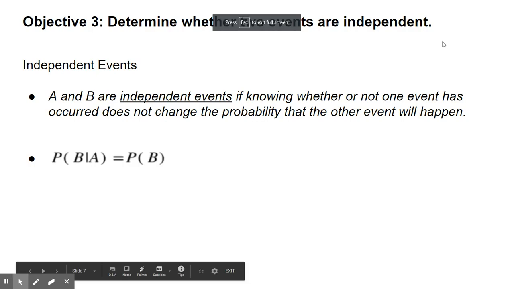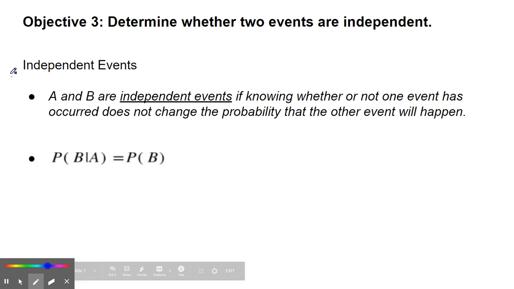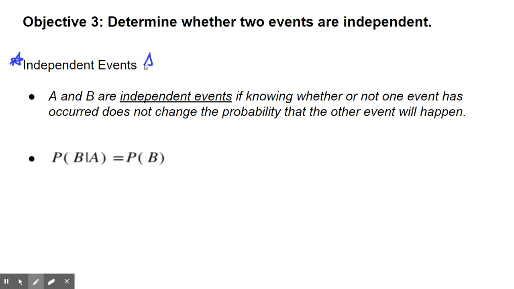All right, last objective focused on independence. So here is what independent events are. Independent events are two events where, if you know one has occurred or not, it does not change the probability of the other event. Notice this is a conditional probability. This is saying the probability of B given A, which means A has already occurred. Notice that the probability of B given A is the same thing as the probability of B.